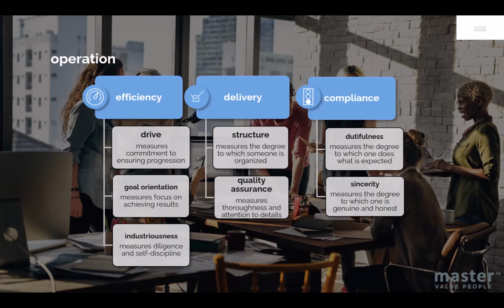The middle group is called operation and includes the dimensions efficiency, delivery, and compliance, all of which are strongly aligned with the 5-factor dimension of conscientiousness. Efficiency is measured by the aspects drive, goal orientation, and industriousness. Drive measures commitment to ensuring progress, the degree to which one pushes forward, ensuring things don't come to a halt.